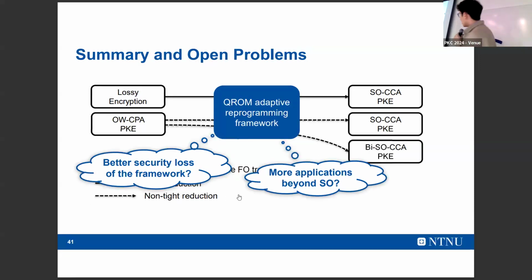And okay, here are some open problems. The security loss of our framework is quite large because we do not use any assumption in the one-way to hiding lemma. We have the original one-way to hiding, and we also have semi-classical one-way to hiding. If we can add more assumptions in the framework, then I think we can improve the security loss. Another question is whether we can find more applications beyond SO, because adaptive reprogramming is widely used in hash-based constructions. Thank you for your attention.